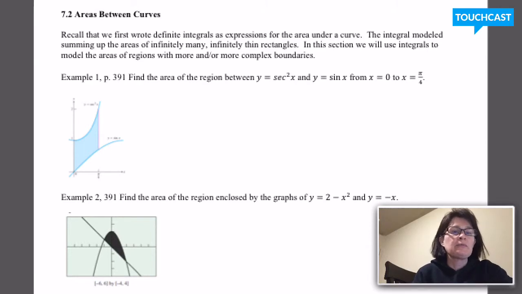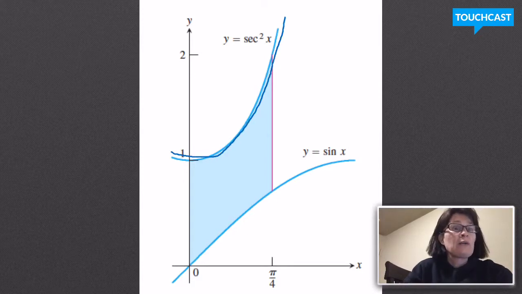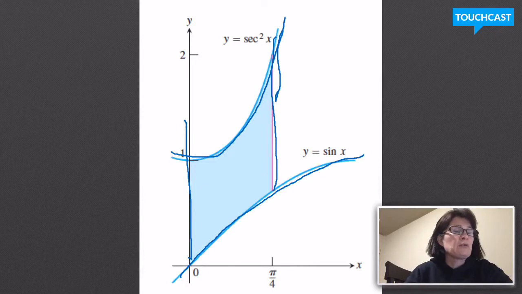Check out this first example. I made the picture bigger for you. We've been asked to find the area of this region that's been shaded for us. It's the area between the curve y equals secant squared of x and y equals sine of x. We've been asked to have a left limit of x equals 0 and a right-hand boundary of x equals pi over 4. So they've colored in this region for us. It's our job to find the area.